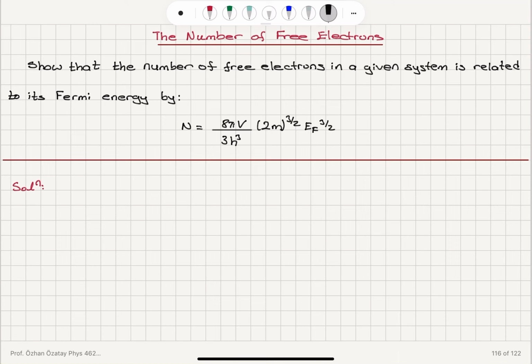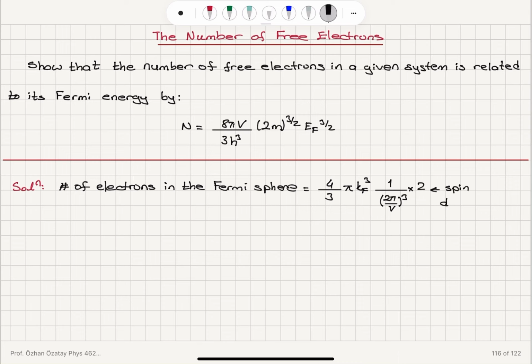So let's recall that the number of electrons in the Fermi sphere is the volume of the Fermi sphere, which is 4/3 pi Fermi wave vector cube, divided by the unit volume per state, 2 pi over the volume cube, multiplied by 2, because for each state we have spin up and spin down, so we have spin degeneracy.